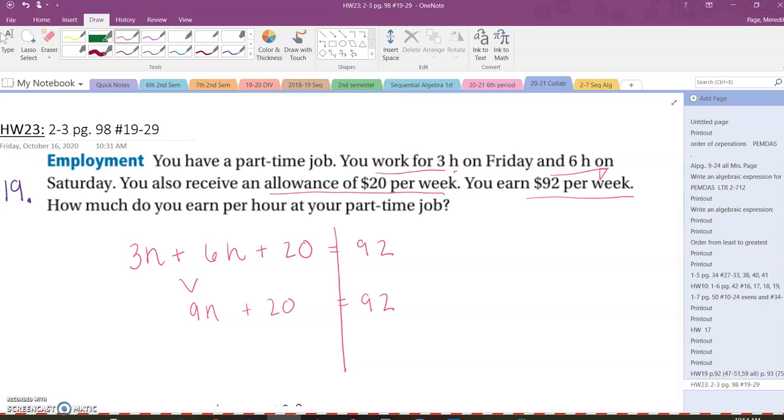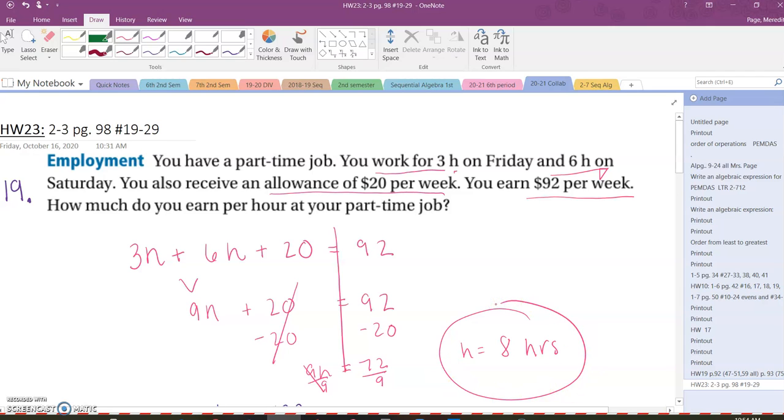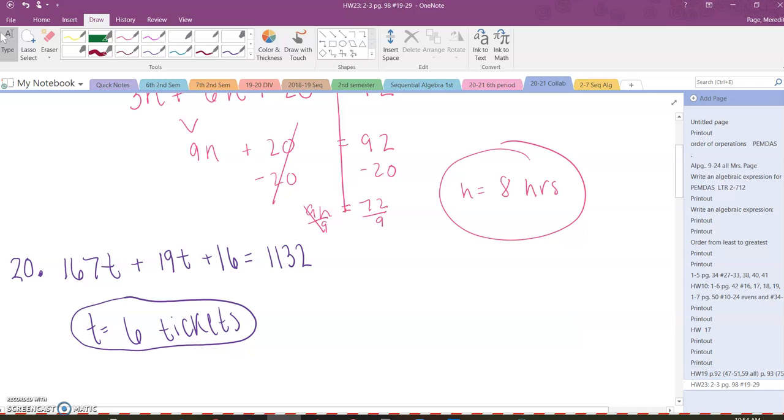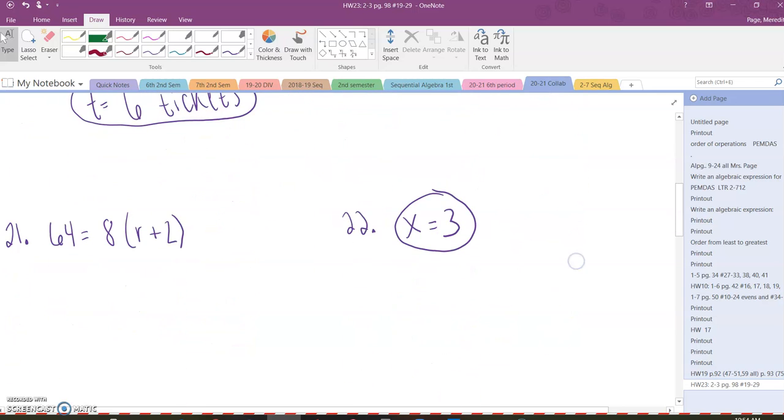Now I have a two-step equation, so I've got to move that constant over to combine with 92. That's a plus 20, so the opposite is minus 20. Cross off the 20s, and I'm left with 9h equals 92 minus 20, which is 72. Last step is divide, because that's 9 times h. h is equal to 8. So I worked 8 hours during the week and I made $92. You guys are going to be responsible to go ahead and do number 20, but I will tell you the answer is 6. So let's go ahead and look at number 21.